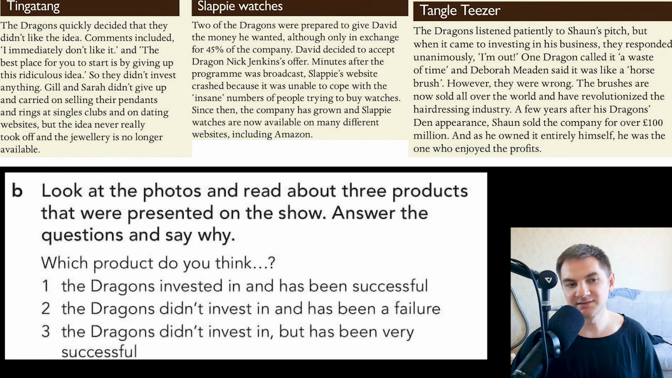And number 3. The product the dragons didn't invest in but has been very successful, Tangle Teaser. This is an interesting one. The text clearly says, all the dragons said, "I'm out," and refused to invest. They thought it was a bad idea, but they were wrong. The story tells us that the brushes are now sold everywhere in the world. Millions of them. The owner later sold the company for over £100 million. So no investment from the dragons, but huge success anyway. A great example of the dragons making a mistake.